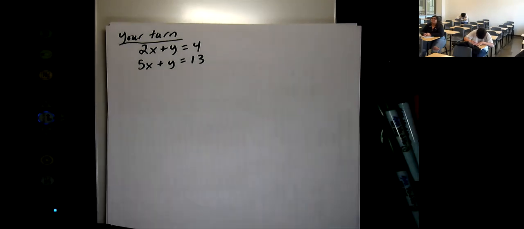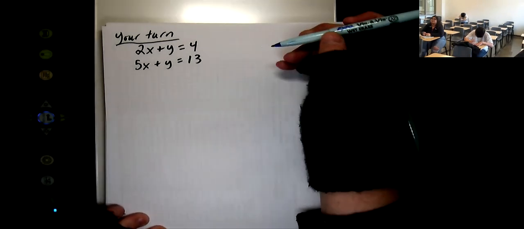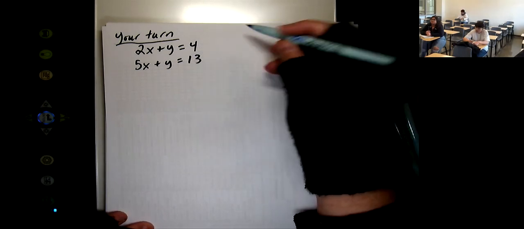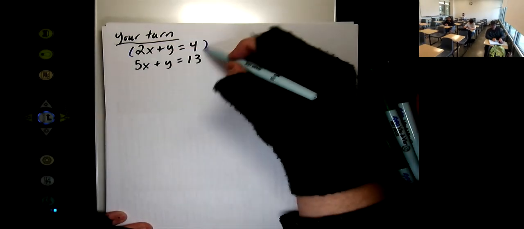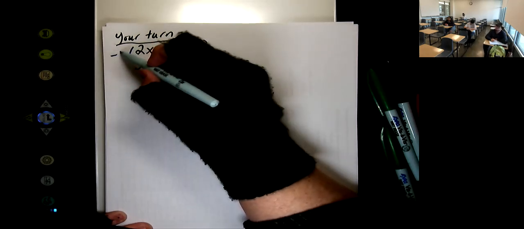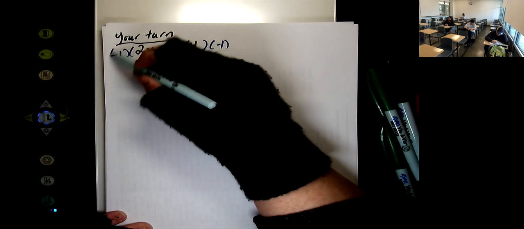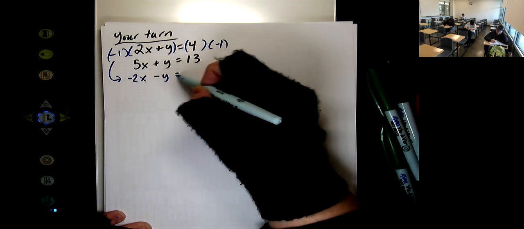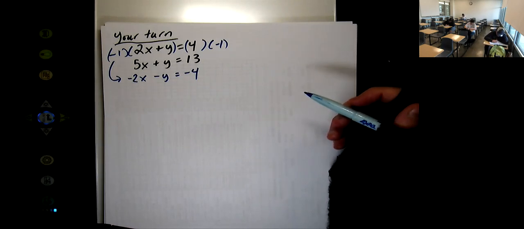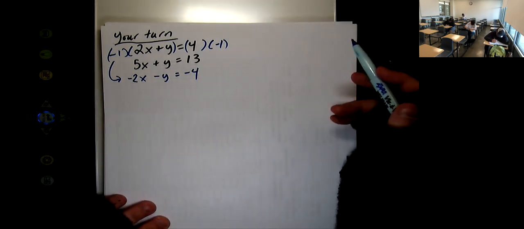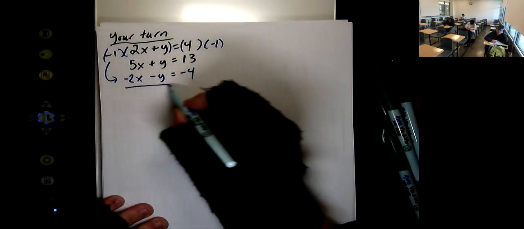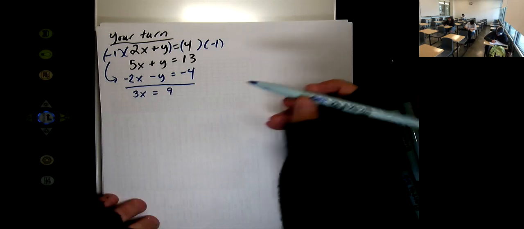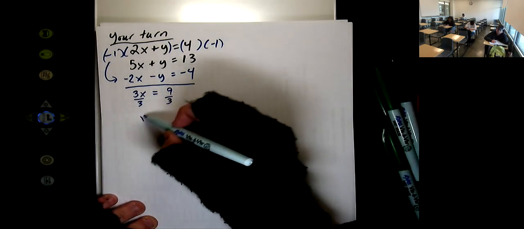All right. So probably the easiest one to deal with is the y's, because I haven't really shown you how to deal with when they have coefficients like this. We're doing that next. So maybe I'm gonna take this one and multiply it by -1. That will give me a negative y. Multiplying by -1 just changes all the signs. If I add them up, I get 3x equals 9. Divide by 3 and I get x equals 3.